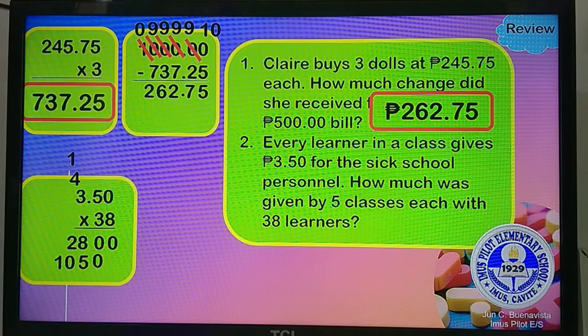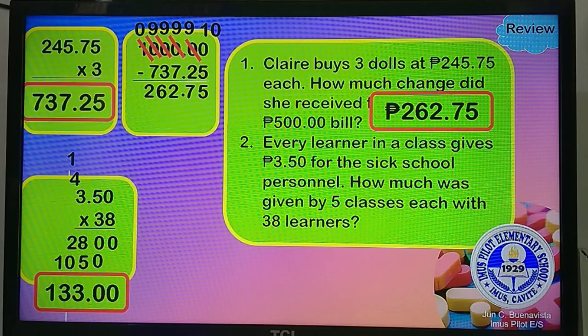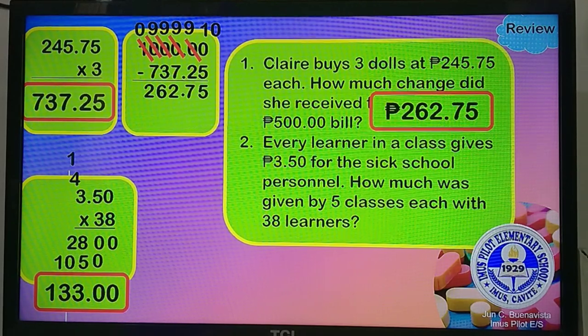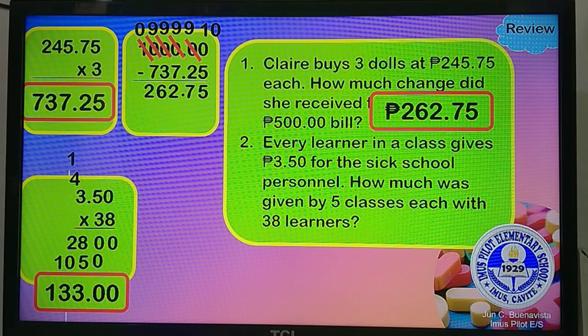So, we have 2 decimal places, that is why our product also must have 2 decimal places. So, the answer is 133 pesos for one section only. In the problem, we have 5 sections or 5 classes. So, that is why that 133 pesos, we're going to multiply by 5.